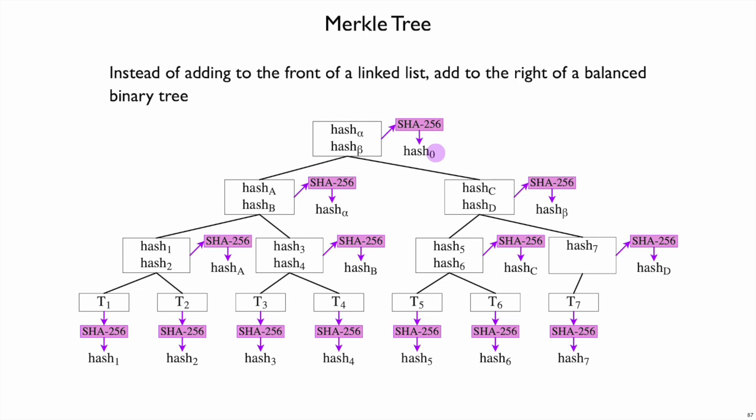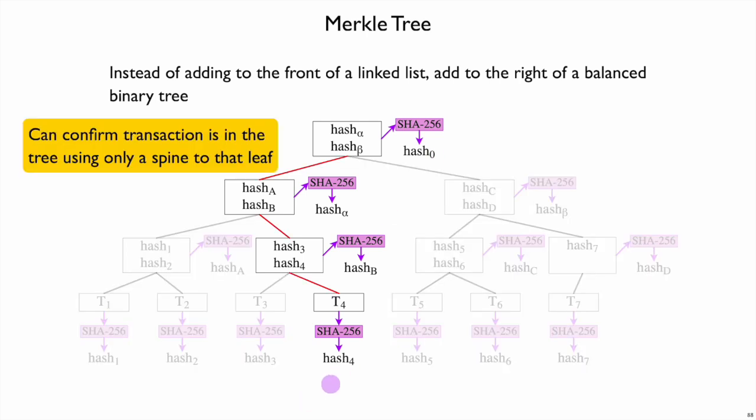But the advantage of doing this tree structure is, if I want to confirm this transaction 4 here, I can get its hash, and then the tree says that that hash is combined with hash 3 to get this other hash b, and so on. As long as I trust the spine of the tree here, then I can trust that T4 really is a transaction in this blockchain. That's only validating one transaction, and it's assuming that the rest of the tree is okay.